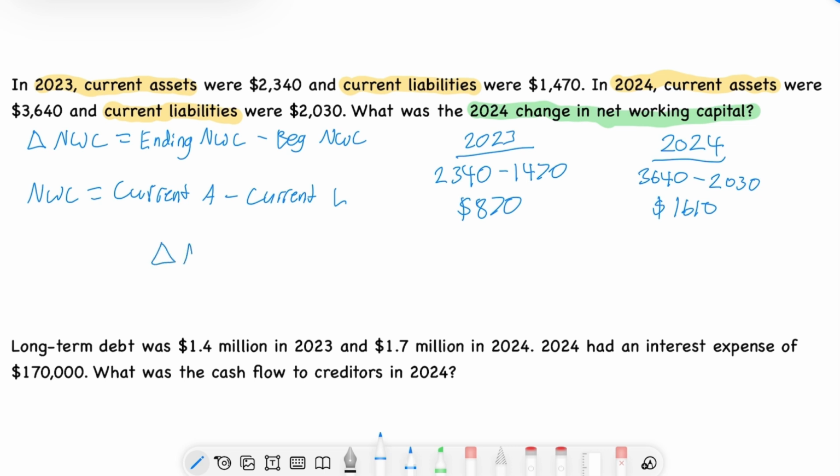To find our change in net working capital, we're going to subtract them. So it's going to be our ending, the $1,610, minus the beginning $870. And we find that our change in net working capital was $740. This is our answer. What this means is that compared to last year, we will generate $740 more in cash because we have a lot more in current assets than we do in current liabilities.